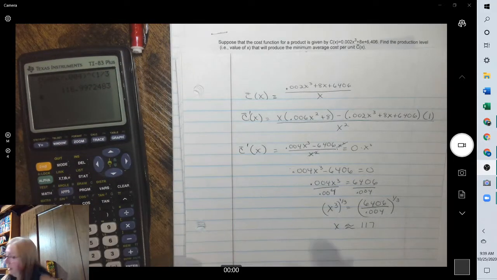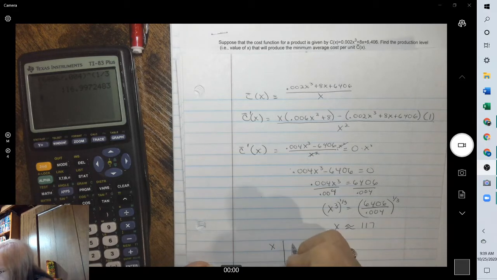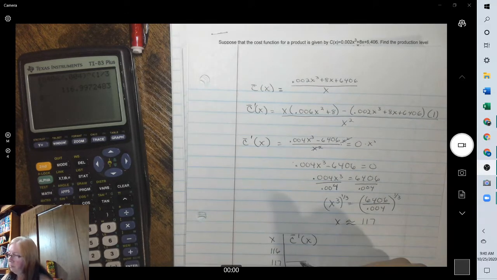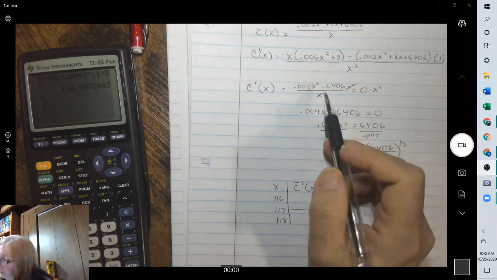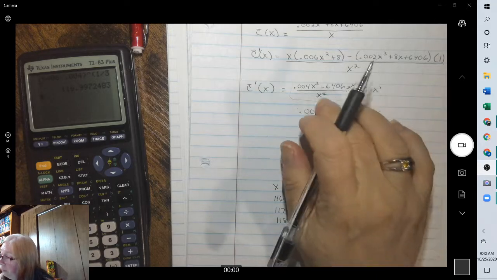Now we need to test in our derivative to see what's happening on both sides of 117. So we need to plug in 116. We don't have to plug in 117, but we need to plug in both sides, 118, to see if this is a max or a min. And you're plugging it into the derivative. So we're plugging it into this whole thing with the x squared in the bottom.